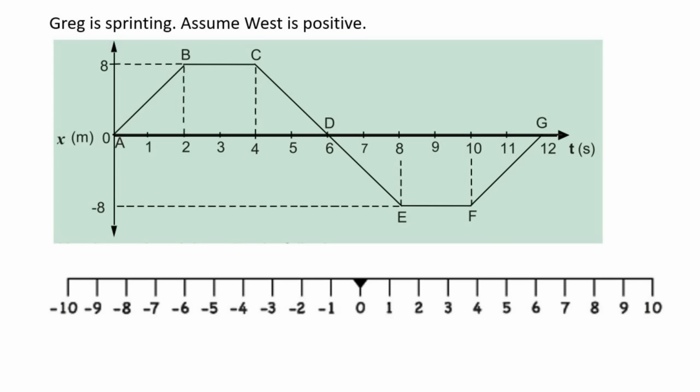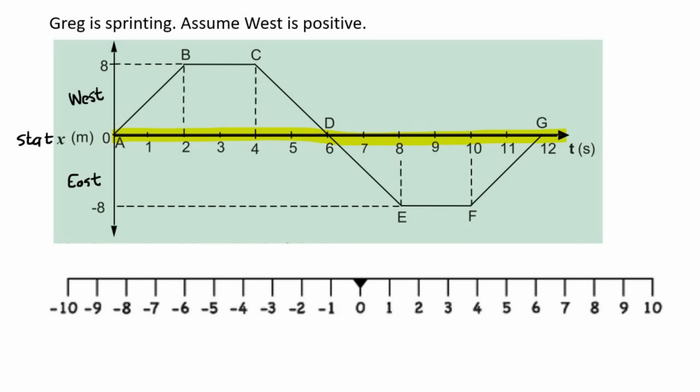Assume west is positive. So we know that this line over here is always the starting position. And so if west is positive, then that would be this part here. That's west, that's positive, and then east is negative. And for that yellow line, I'm also just going to fill in that that is the start. So let's see what happens.